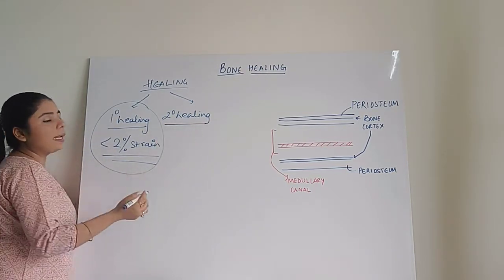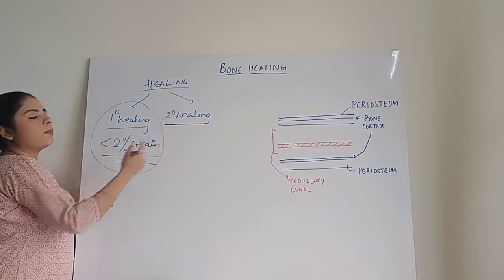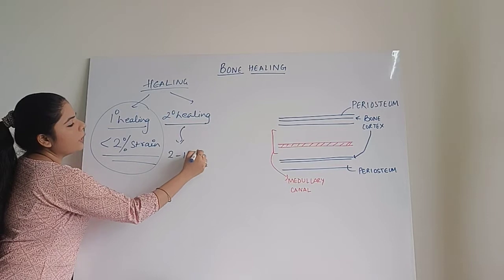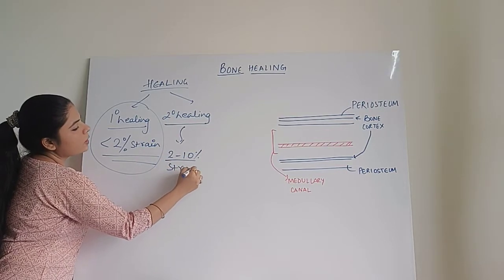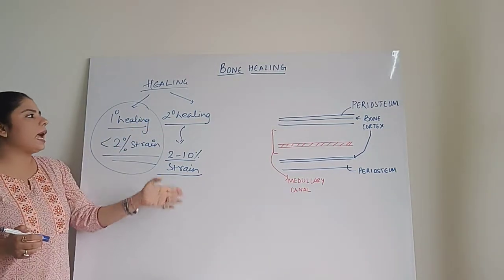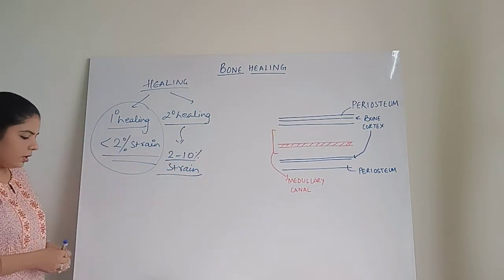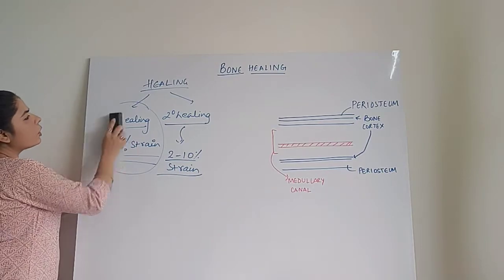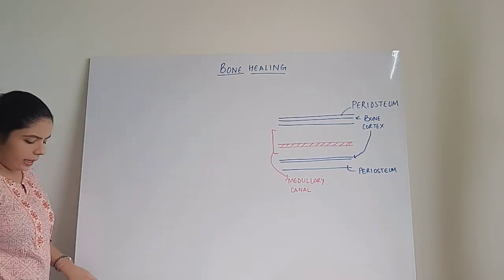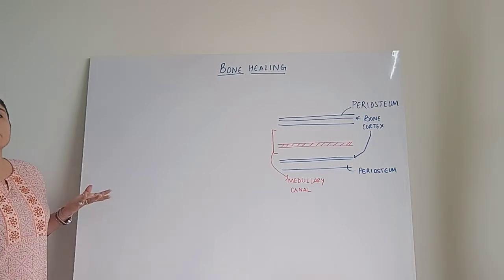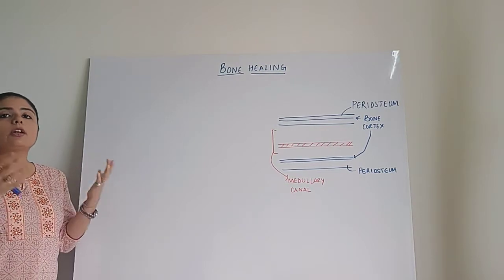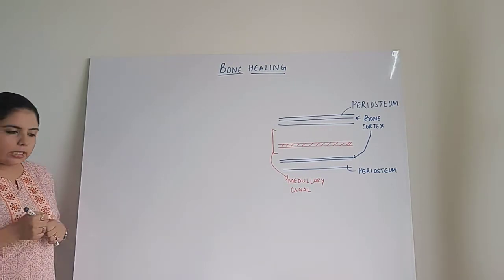But in case of secondary healing, which is the major criteria, most of the bones go through the process of secondary healing. Here, the strain is between 2 to 10%. This involves multiple stages after which the bone healing is completed, and we'll be learning about the secondary healing here, right? In general, when you are asked about the intermediate stages of healing, we'll be mostly discussing secondary healing because a lot of intermediate stages are explained.